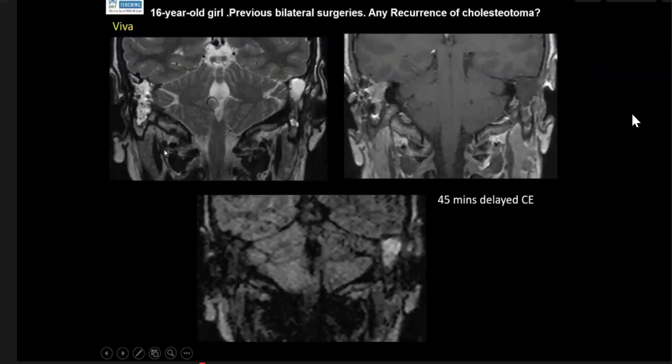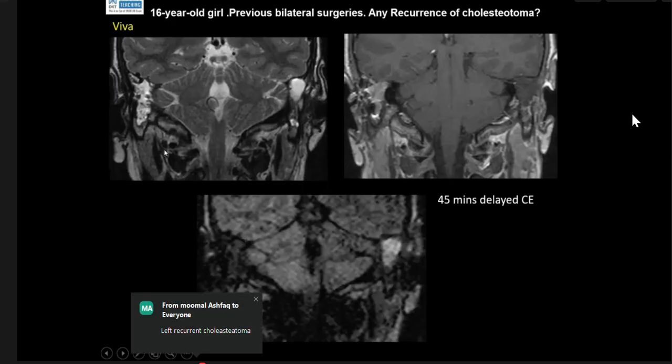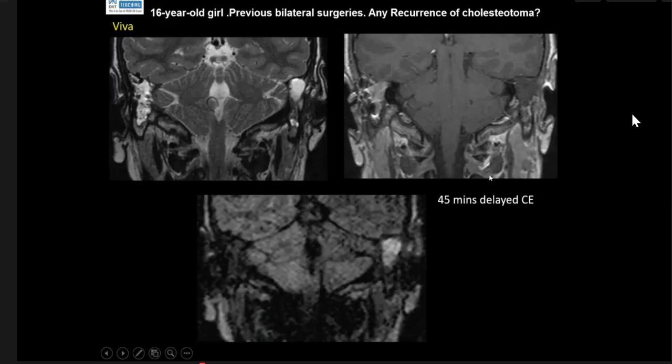All right. So the right is high T2 signal, shows some enhancement, but no restriction. So the conclusion is it's granulation tissue on the right. Excellent. And on the left? Then on the left, it's high T2 signal and shows no enhancement, but there is diffusion restriction. So that is recurrence of cholesteatoma.